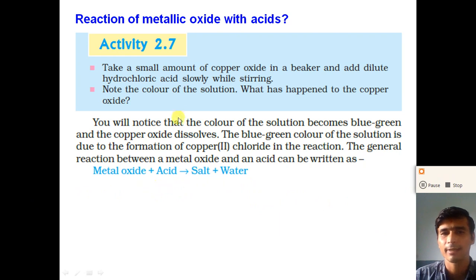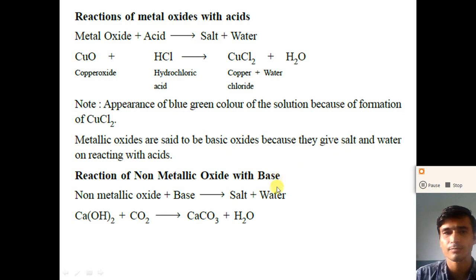So we can write the chemical equation: CuO plus acid HCl. Reaction of the metal oxide with the acid: metal oxide and acid react to produce the salt and the water, like copper oxide CuO plus HCl gives CuCl2 copper chloride plus H2O water. So here the blue green color of the solution is because of the formation of CuCl2 copper chloride, right? Metal oxides are said to be basic oxides because they give a salt and the water on reacting with the acid, right?